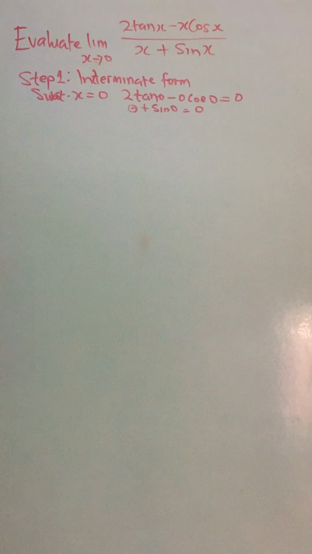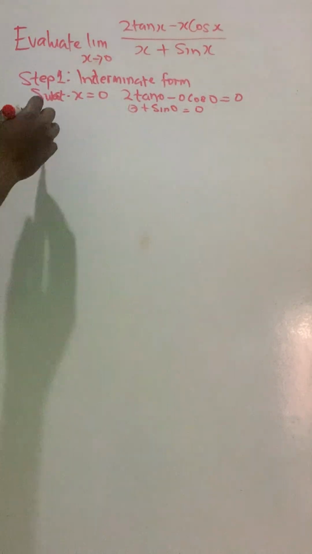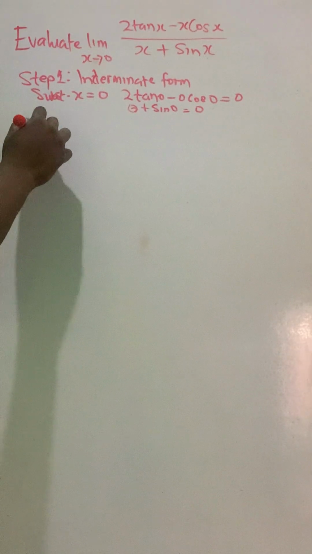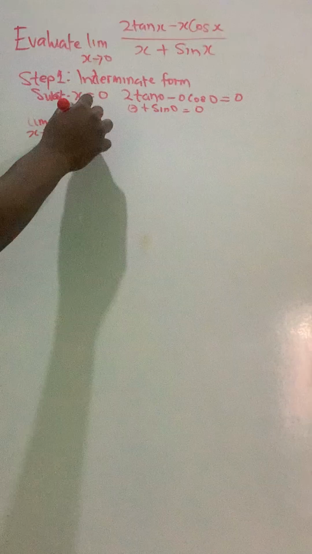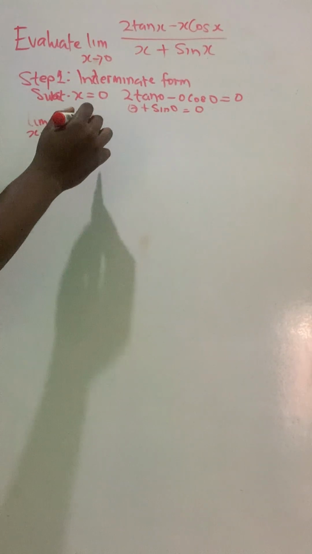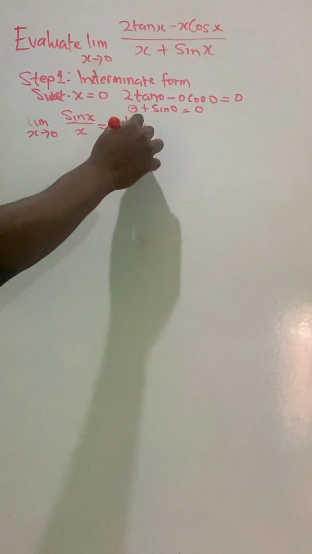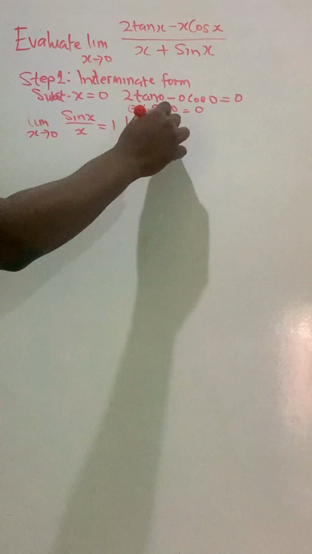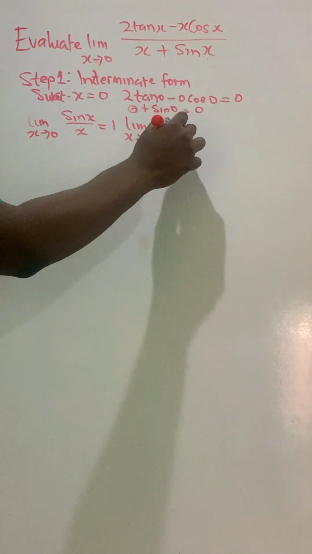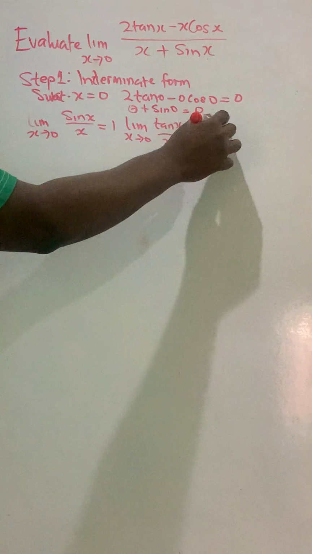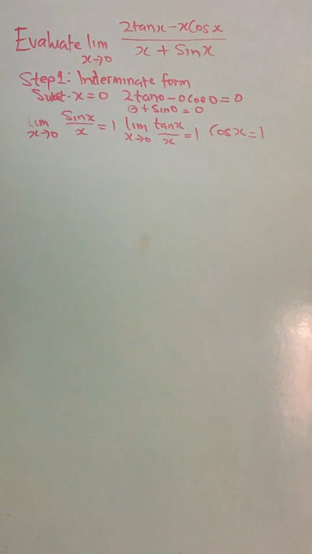So in the second step, we are going to give you the standard limit rules, which is lim x tends to 0 of sine x over x equals 1. Then we also have lim x tends to 0 of tan x divided by x equals 1. We also have cos x equals 1.